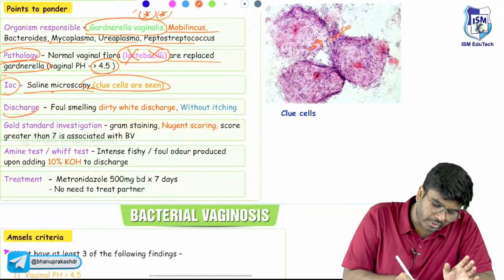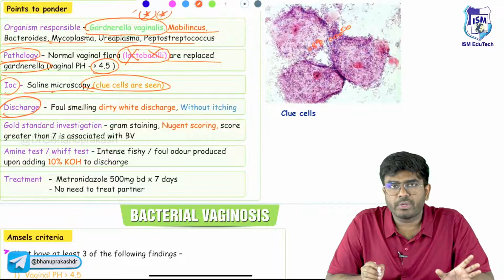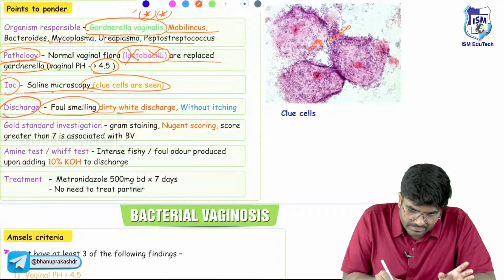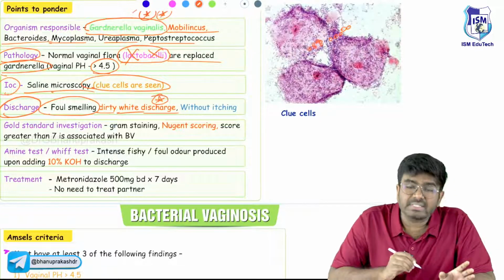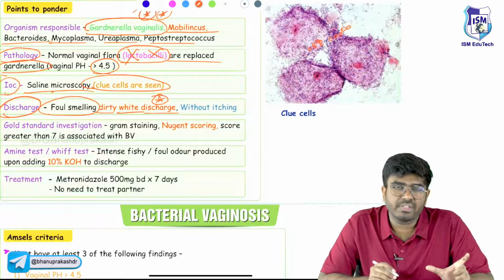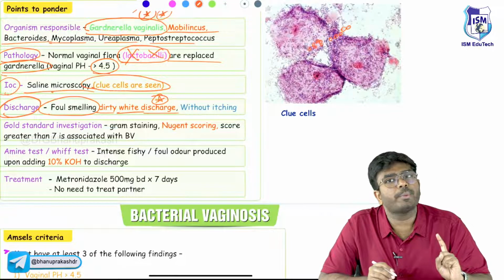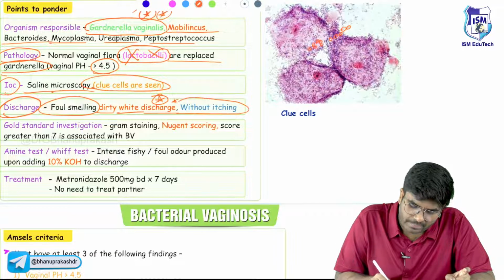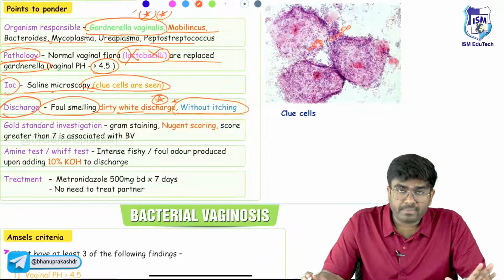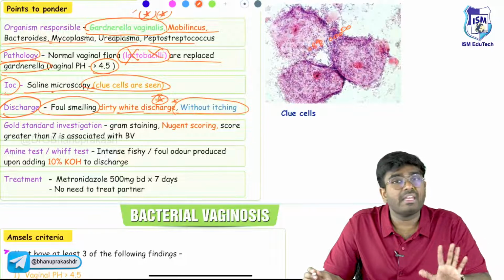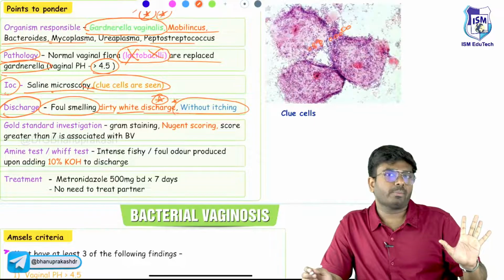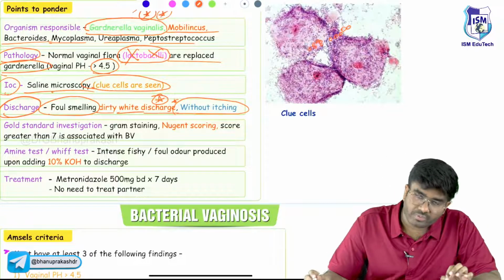Now how is the discharge going to be? They will say the discharge is foul smelling, dirty white discharge, not curdy white discharge. If they use the words curdy white discharge, then it's a totally different condition. It's going to be a dirty white discharge without any itching. Dirty white discharge is different, curdy white discharge is different, and green yellowish discharge is different. So dirty white discharge is going to be seen, that's the point I want you to know with the clue cells.